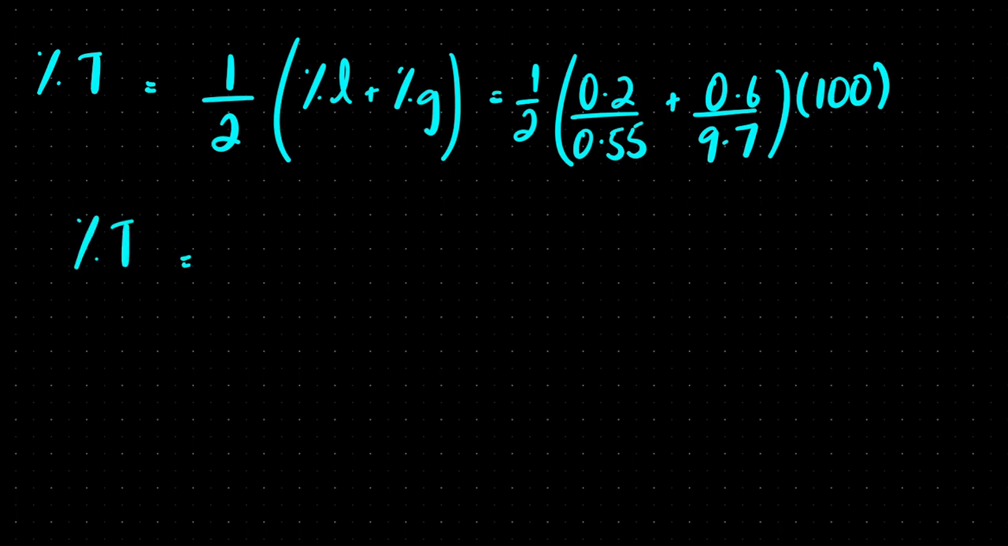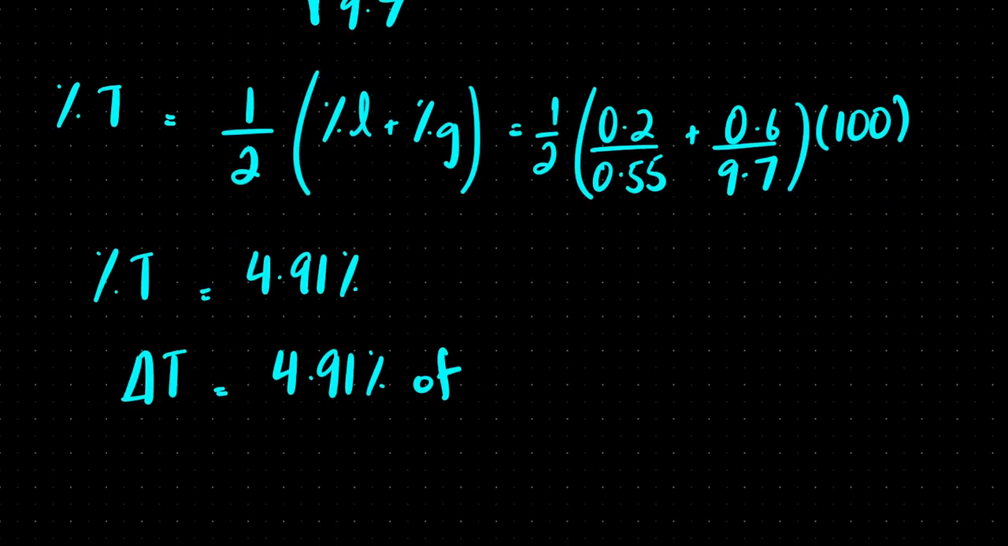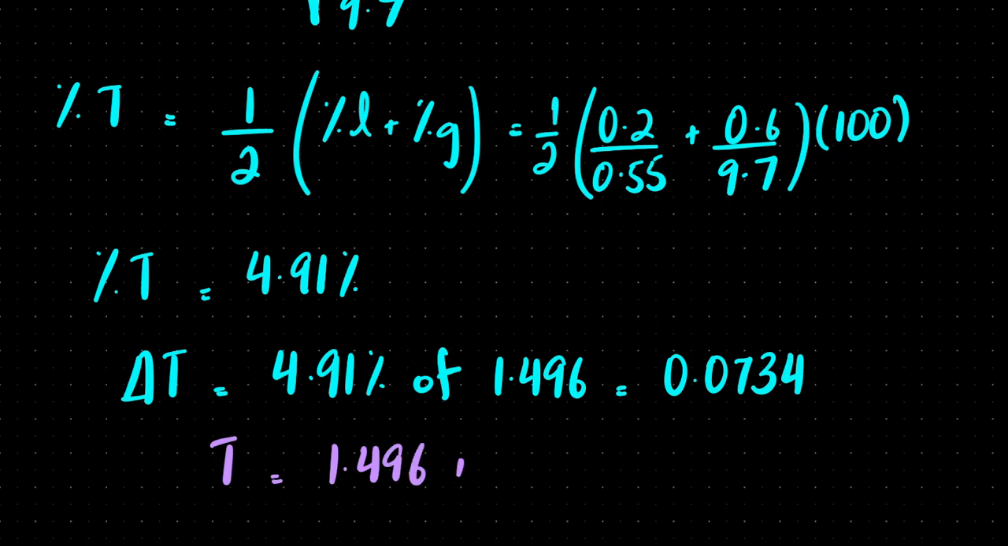And this turns out to be 4.91%. Now again, for the absolute uncertainty value, I'll take this percentage of the actual principal value, which was 1.496, and this turns out to be 0.0734. Now again, writing down the final thing. T would be the actual value, which is 1.496 plus or minus 0.0734. Again, the steps are the same.